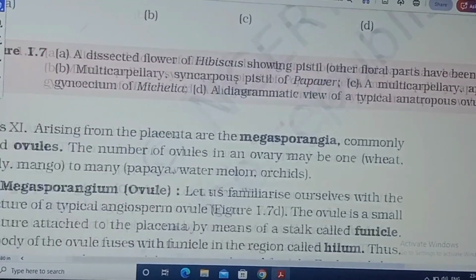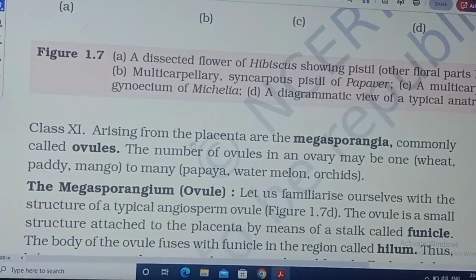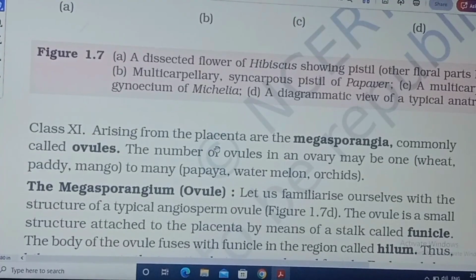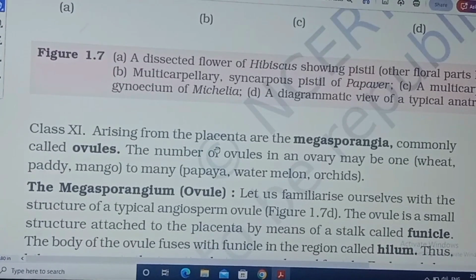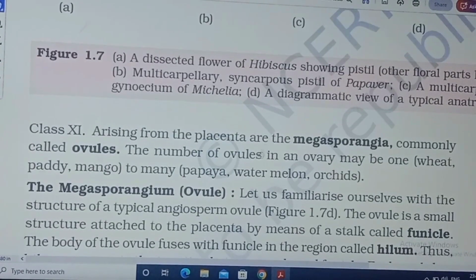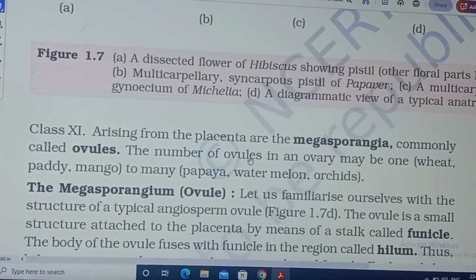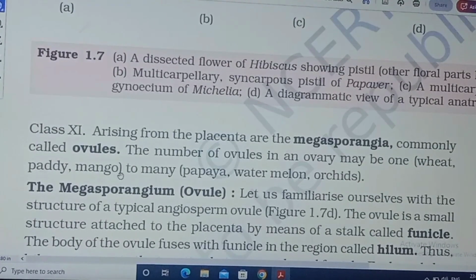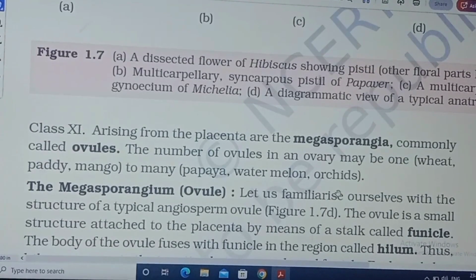Next is the megasporangium, arising from the placenta, commonly called the ovule. Arising from the placenta means, as we learned, the placenta is present inside the ovarian locule. The number of ovules in an ovary may be one, as in wheat, paddy, mango, or many, as in papaya, watermelon, and orchids.